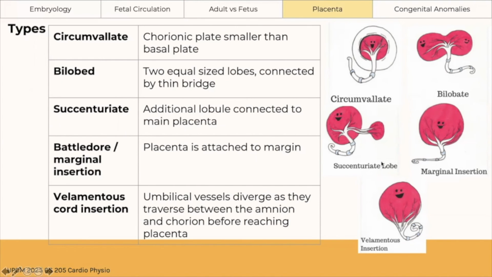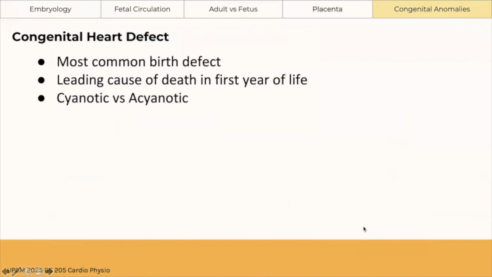This is when the placenta is attached to the margin. And your filamentous cord insertion, where the umbilical vessels diverge as they traverse the amnion and chorion before reaching the placenta. So here they've already diverged.